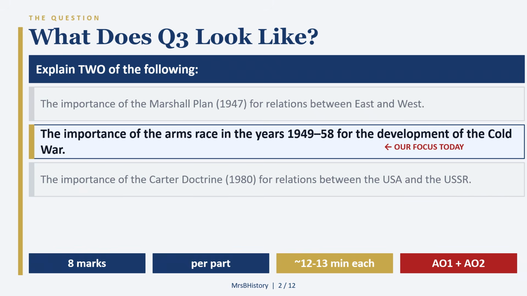Those 2 words, importance and development, are doing a lot of work. They're telling you exactly what the examiner wants: not a description of what happened, but an explanation of why it mattered and how it shaped the Cold War. This question is worth 8 marks, so you should spend about 12 to 13 minutes on this part before moving on to your second chosen question. This tests both AO1, which is your factual knowledge, and AO2, your analysis of importance. Both are essential and both are marked equally.